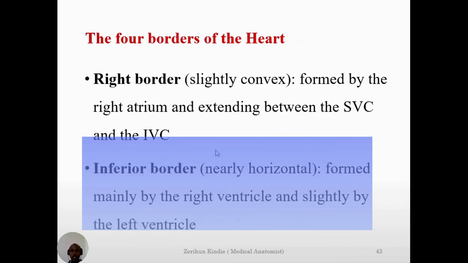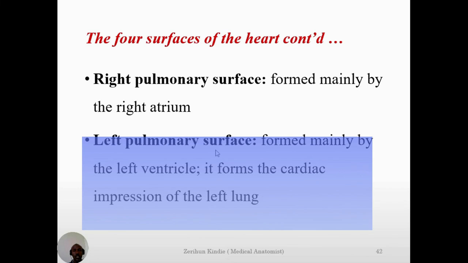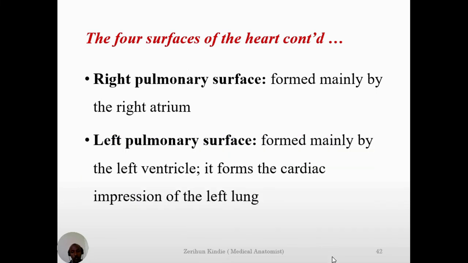The right pulmonary surface is mainly formed by the right atrium. The left pulmonary surface is mainly formed by the left ventricle.